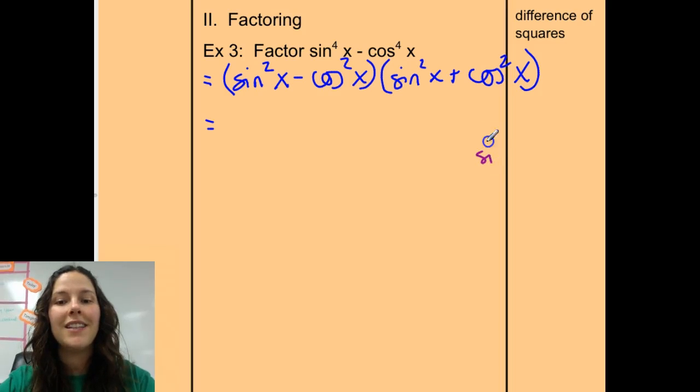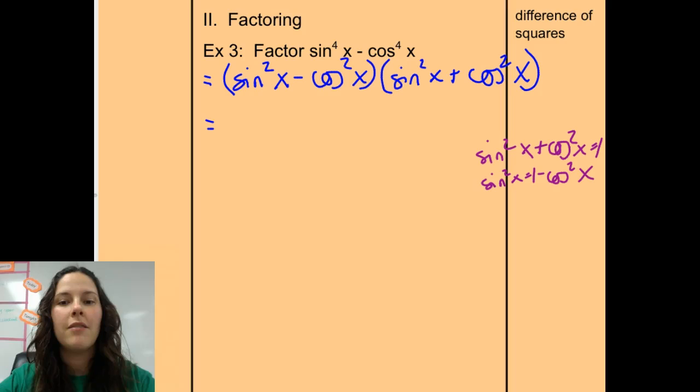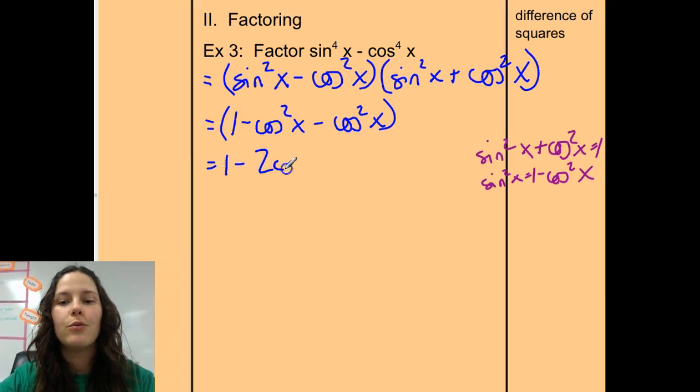Remember, our Pythagorean identity is sine squared plus cosine squared equals 1. I'm going to choose to solve for sine squared because it's the positive term in our expression. Cosine squared is being subtracted. So if I subtract cosine squared from both sides, I get sine squared equals 1 minus cosine squared. So I'm going to substitute that expression back into just my first set of parentheses, because again, my second set of parentheses equals 1, because that is the Pythagorean identity. So we've got 1 minus cosine squared minus cosine squared, and we can simplify that to 1 minus 2 cosine squared.